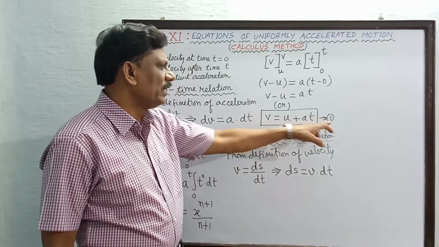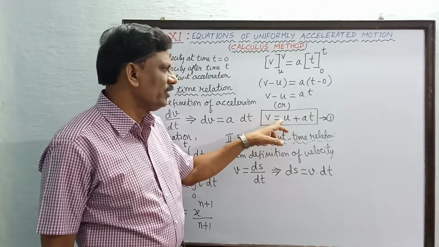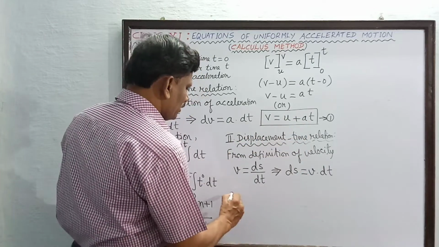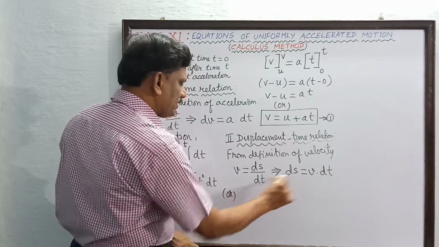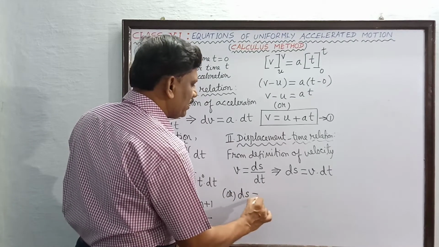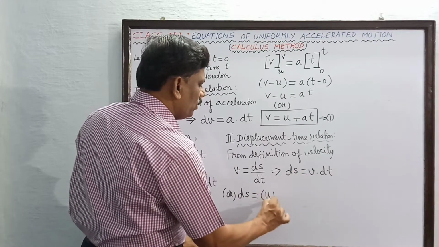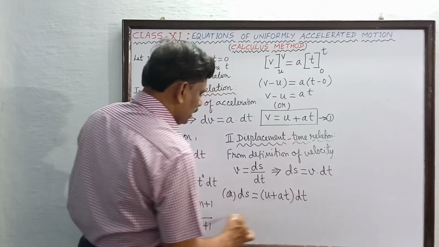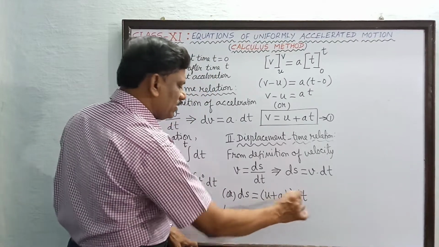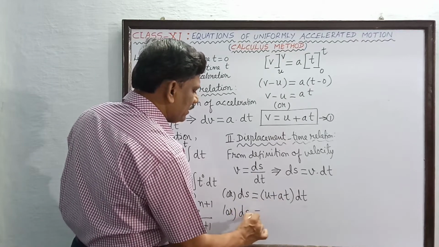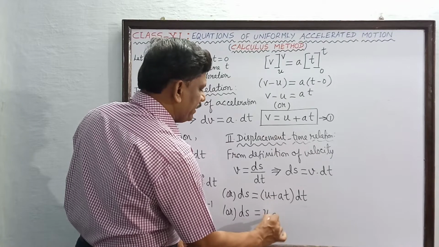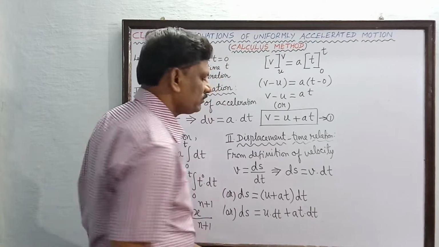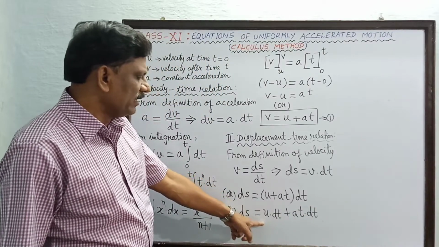But from equation 1, in place of v, what can we write? u plus at. In place of v, we can substitute u plus at. So I can also write this as ds is equal to, instead of this, u plus at, into dt. Or I can split the right hand side into two factors. ds is equal to u dt plus at dt. This is the next equation required.